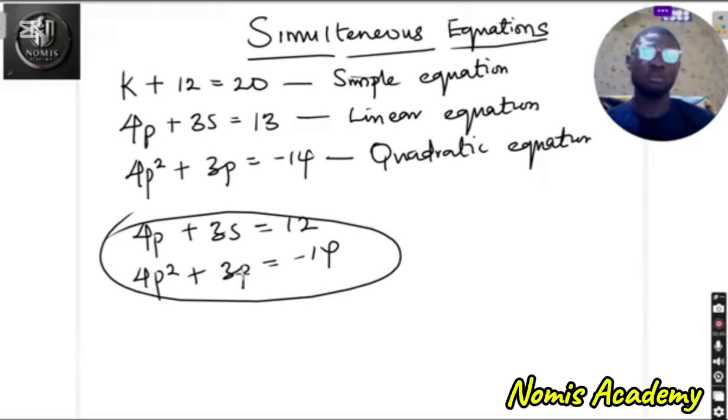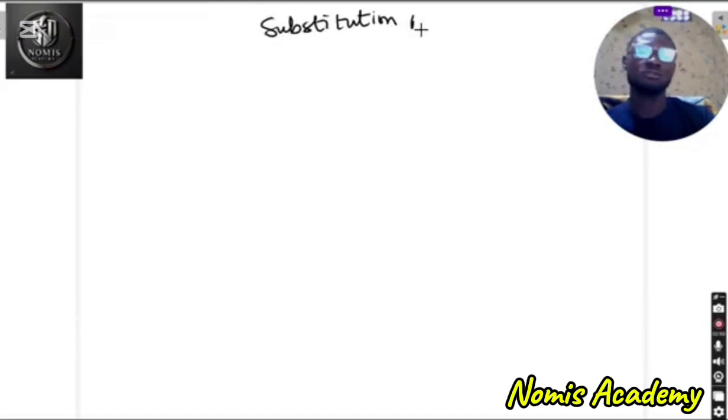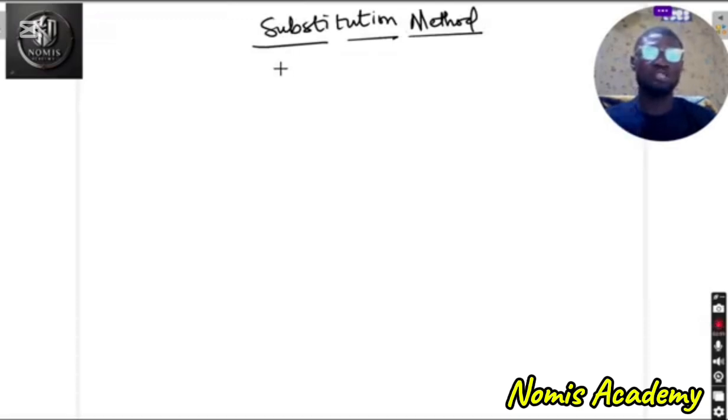There are many ways to solve simultaneous equations, but in this video we'll take an example using the substitution method. Why do I use the substitution method? We are going to see it in this video. So, simultaneous equations by the substitution method. What do I mean by substitution method? Substitution simply means to substitute, that is, to put in, to replace something.